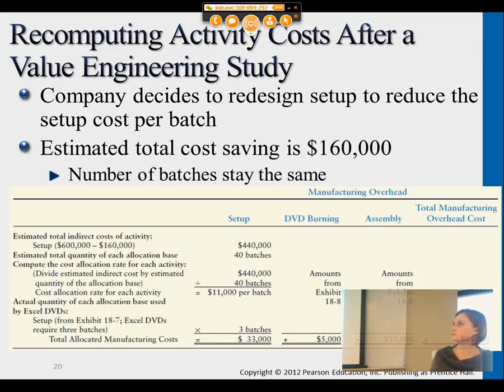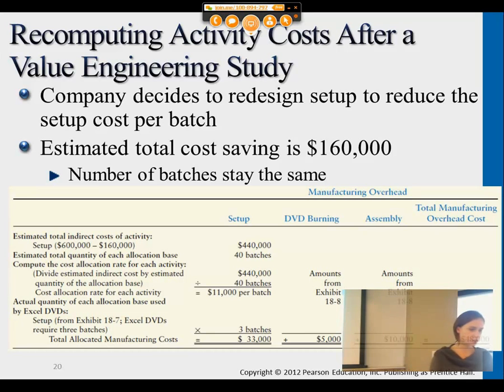So let's try to recompute this activity cost after we have the value engineering added to the system. We met with the team, thought about it, and decided to redesign the whole setup process and therefore alter the cost per batch. We estimate our savings at 160,000. The number of batches is going to be the same.